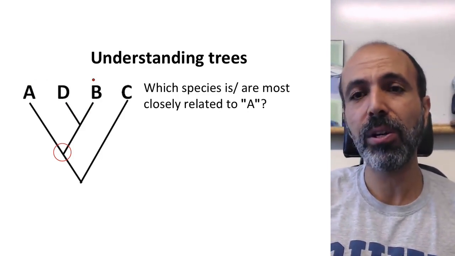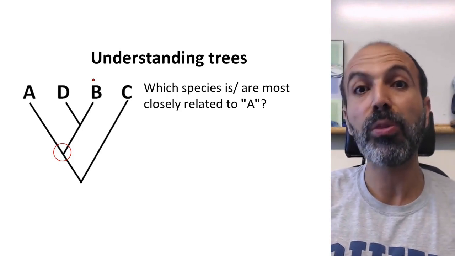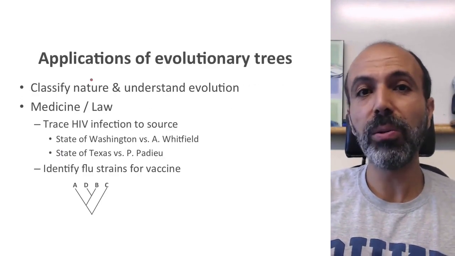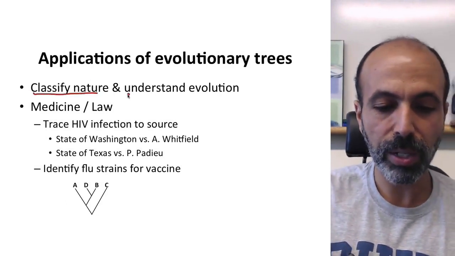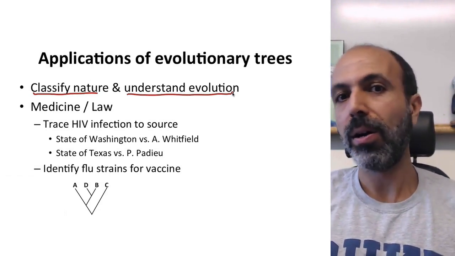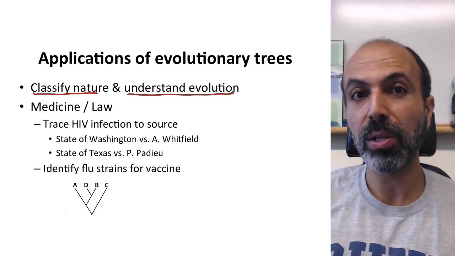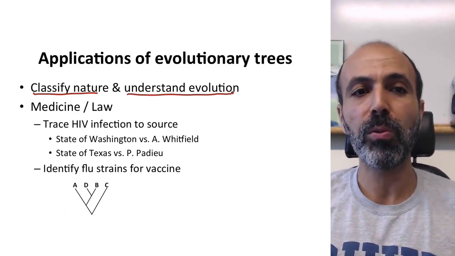Now, let me just talk very briefly about a couple of applications of evolutionary trees. We'll come back to another one in the third video in this series. Generally speaking, evolutionary trees are of course used to classify nature and understand the process of evolution. You may want to know, for example, is a fox more closely related to a wolf or to a dog? Well, by making an evolutionary tree, you can find out which of those is more closely related.